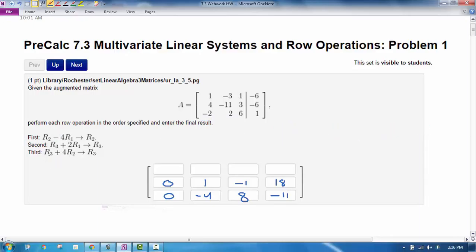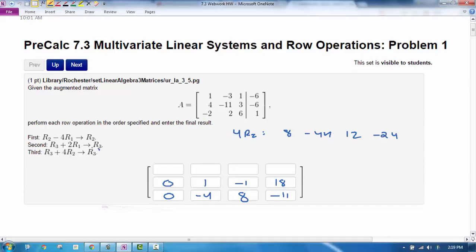And then the last one wants me to take row 3 and add it with 4 times row 2. So I'm going to do 4 times row 2 real quick. That gives me 8, negative 44, 12, negative 24. Now I'm going to add that with row 3. So 8 plus negative 2. And I'm going to put that in row 3.